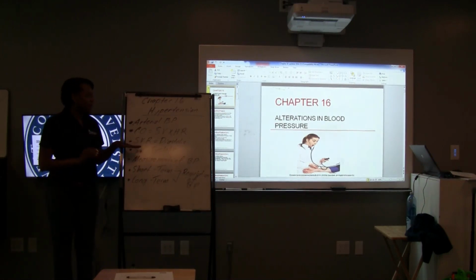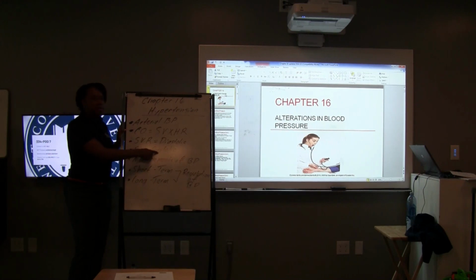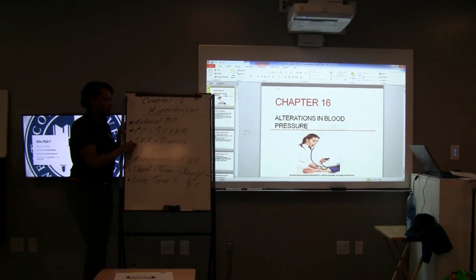So anytime we have, and I'll put it kind of backwards, but I'll start here. Anytime we have systolic pressure or systolic readings, this correlates with stroke volume. Anytime we have a diastolic reading, this correlates with what we call systemic vascular resistance.